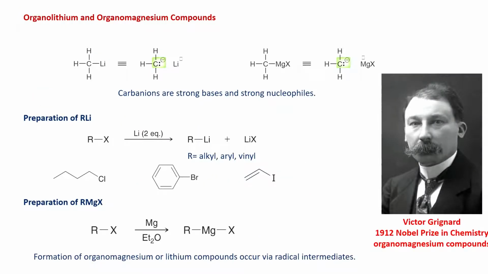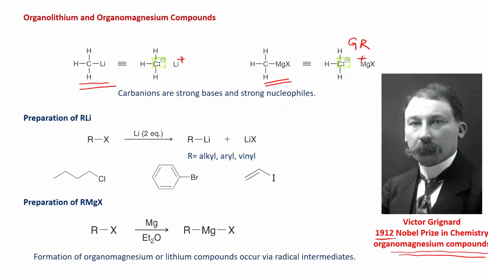Now we will talk about organolithium and organomagnesium compounds. We will study these two organometallics together because their reactivity is very much similar. Okay, so this is an organolithium compound and this is an organomagnesium compound. It is well known by the name of Grignard reagent. Victor Grignard received the Nobel Prize in 1912 for this organomagnesium compound. These both organometallics are highly reactive.